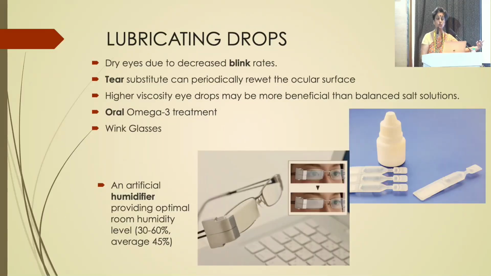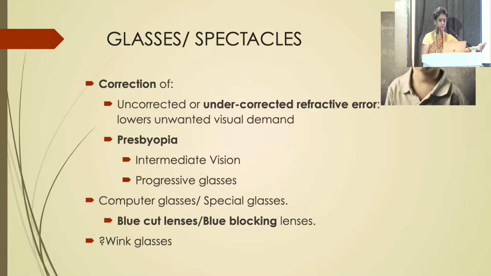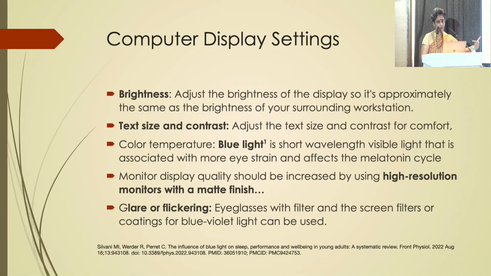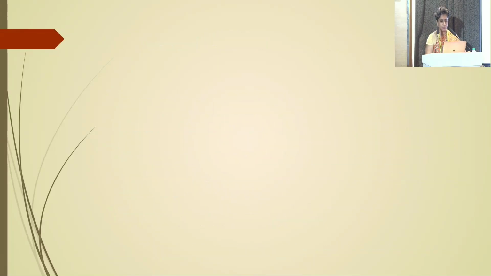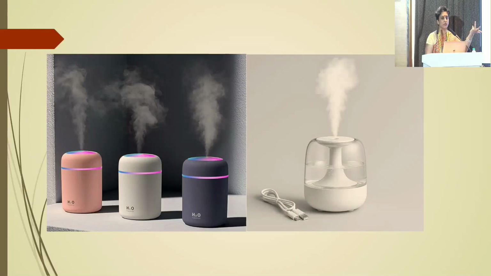So lubricating drops, humidifiers are nowadays available, spectacles for uncorrected errors and for phorias. And of course, display settings we have to change, because in my office also, if I'm not comfortable with a very bright screen, then I switch off one of my tube lights. Or if I want a brighter screen, I'll put them both on. I try to match the ambient lighting, and I try to get the table in the right ergonomic position, as well as in position with respect to the lighting. So these are some USB humidifiers that are available. Anyway, if you're using the screen, you attach it to the screen only.